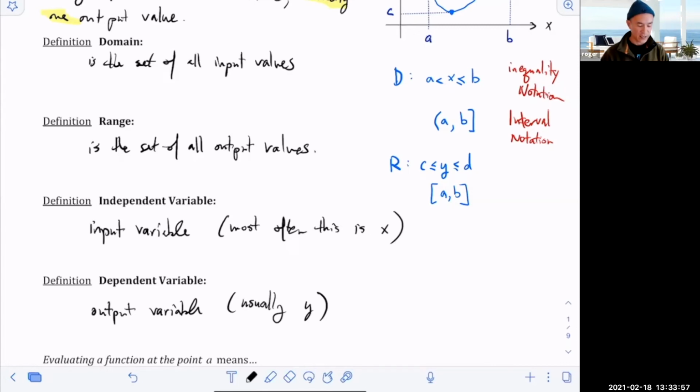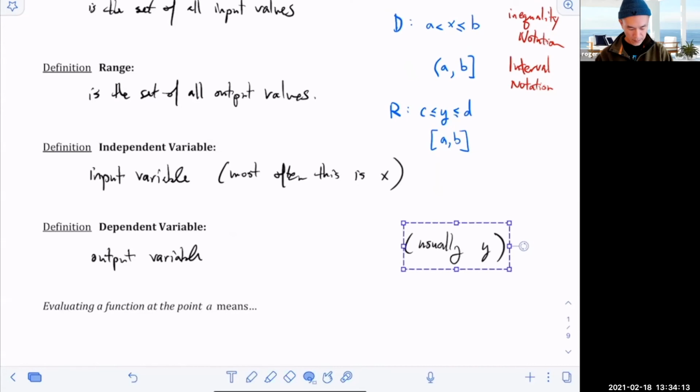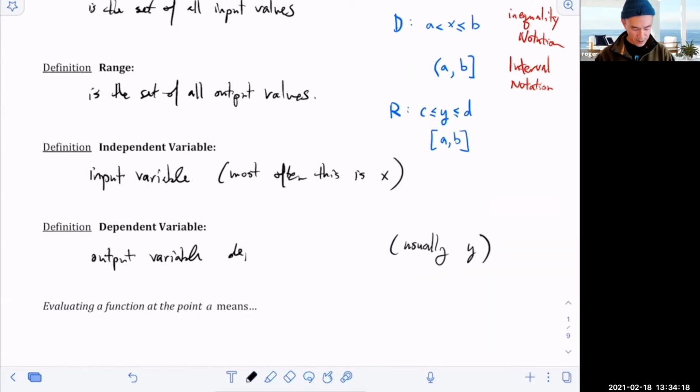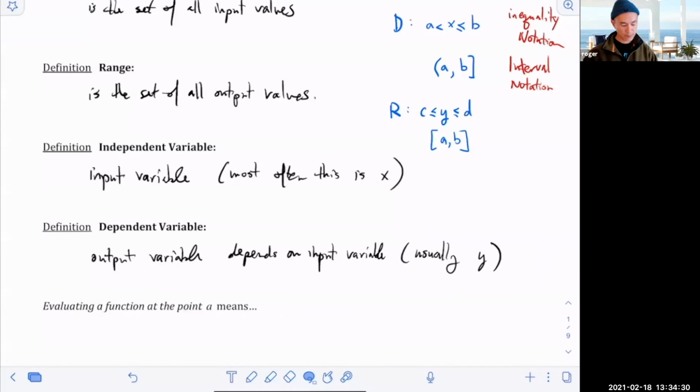Okay. And in case it's not obvious, the output depends on what the input is. That's why we call it the dependent variable. Does that make sense? So I guess I should say it depends on the independent variable. So let me move this. This guy depends on the input variable. Okay. All right.